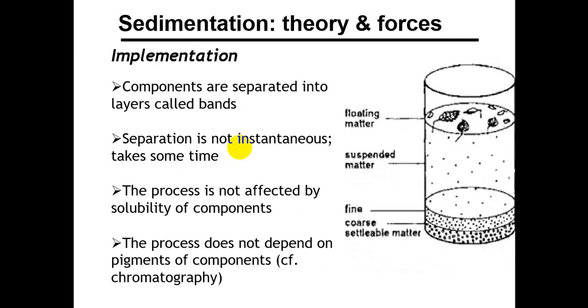The components are separated into layers called bands. So you can see this is one band, another band, another band. So band 1, band 2, band 3. So this one has 3 bands and the leaves are settling on the top. Separation is not instantaneous. It takes some time before separation can be effected.